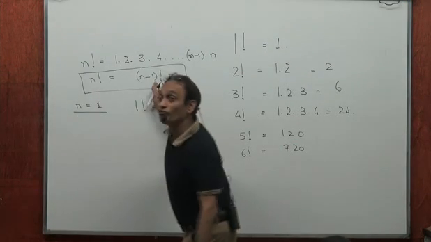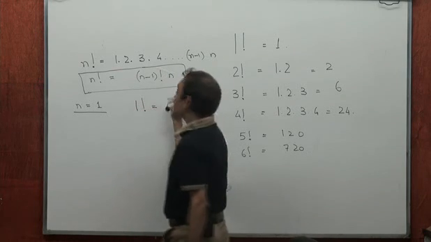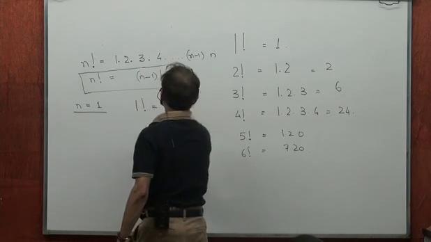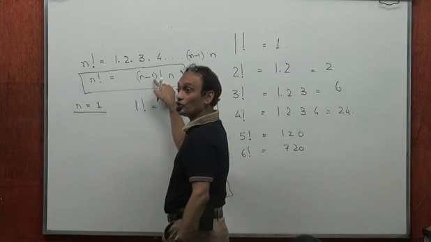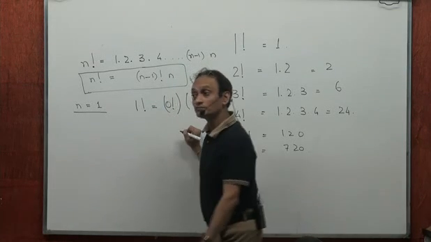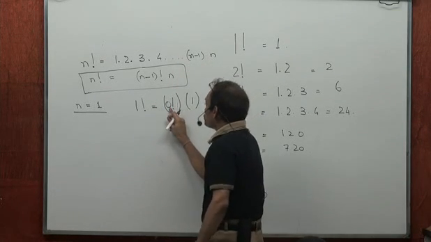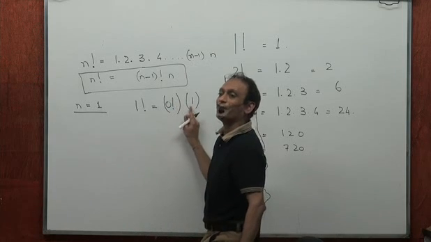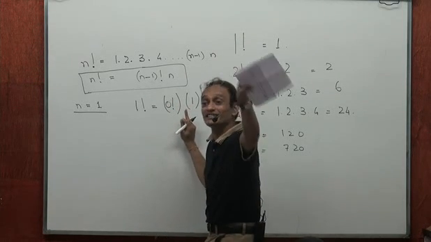This will be like a 0 factorial. Put n equal to 1, so this is 0 factorial into n equal to 1, that is 1. Now that gives us 0 factorial equal to 1 factorial by 1. So 0 factorial is 1.